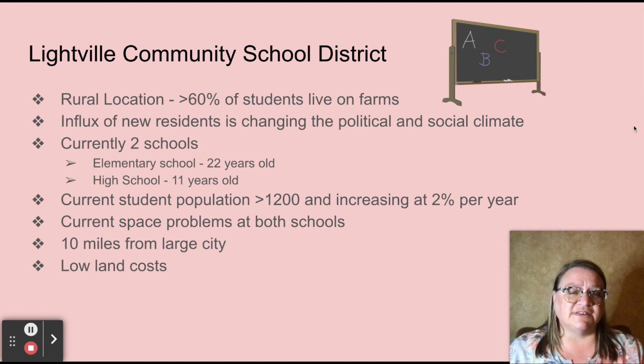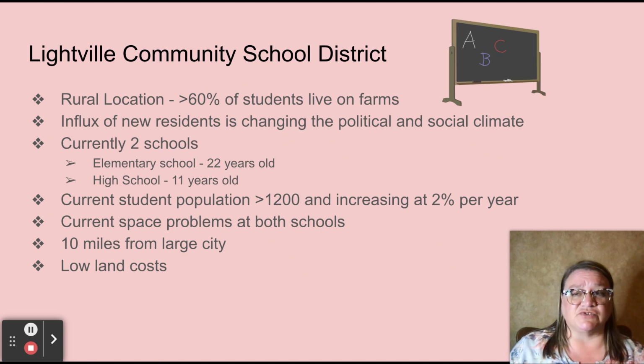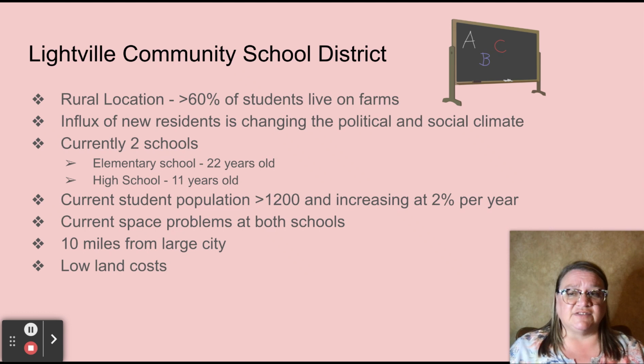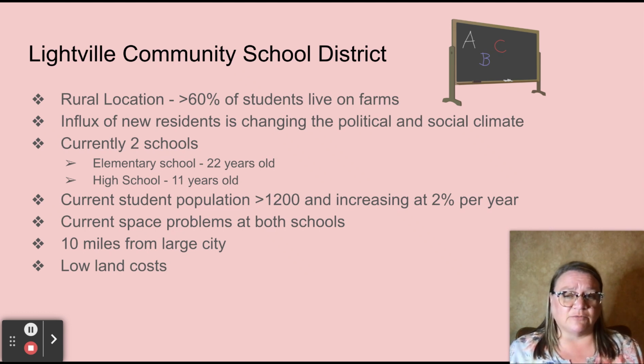So this case is regarding Lightville Community School District. Lightville is a community school that is in a rural location. Approximately a little over 60% of the students in that school live on farms. There's recently been an influx of new residents. It is changing the political and social climate of the area. That influx of new residents is due to the fact that they are 10 miles from a large city and have some pretty low land costs. So, lots of people moving in.